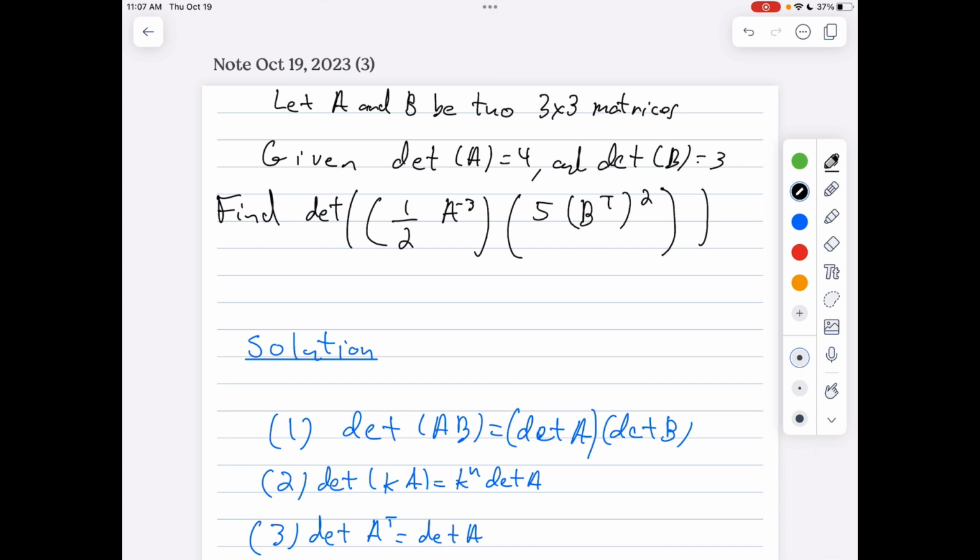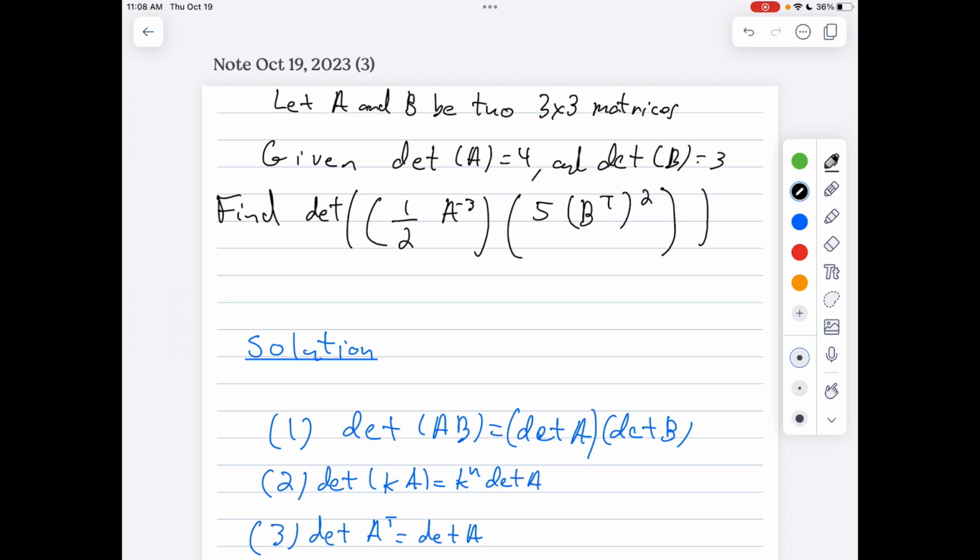All right, hello everyone. So today we'll be working on some linear algebra. We've got two matrices, A and B, that are two 3x3 matrices, and we're given the determinant of A equals 4 and the determinant of B equals 3. Find the determinant of the product of two matrices. The first matrix is 1/2 times A to the minus 3 times 5 times B transpose all squared.